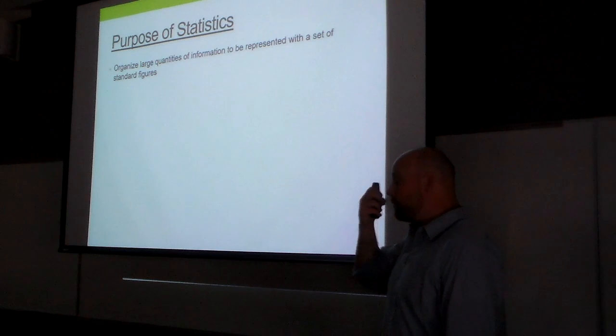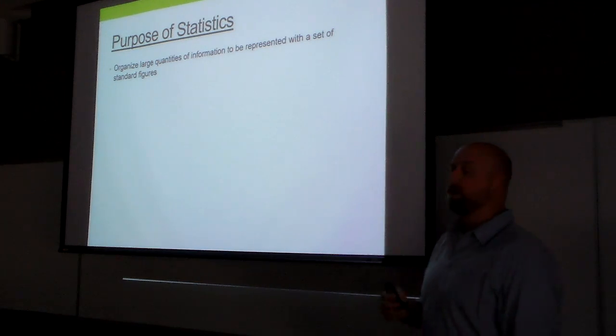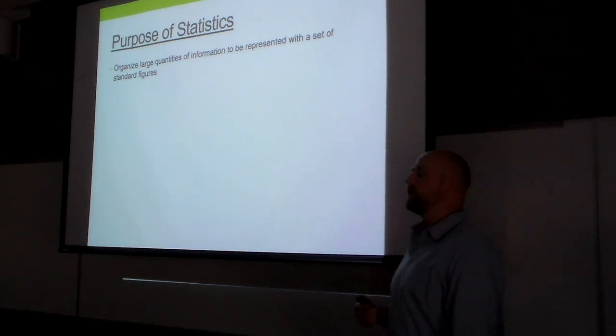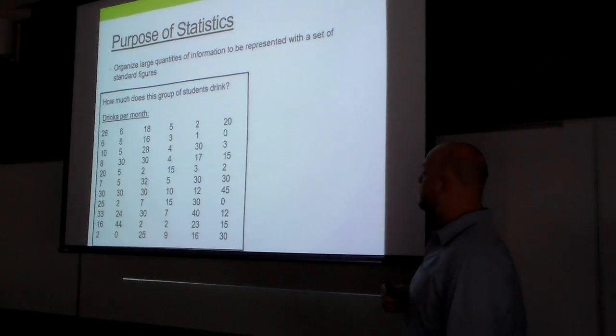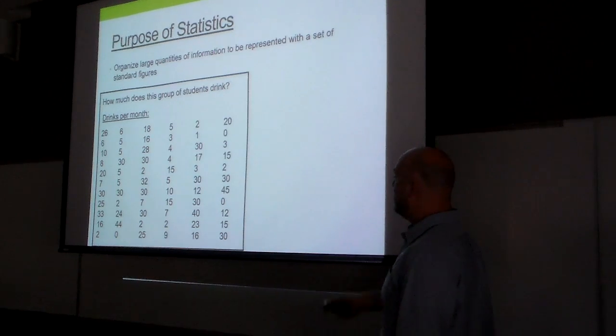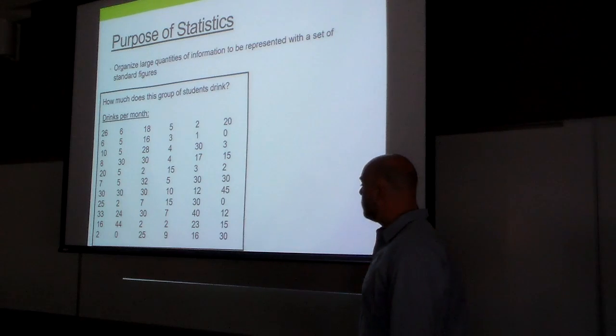One of the things we do at a very basic level is use some of these statistics, these procedures, to take large amounts of data and start to organize it in ways that make some sense, that give us a general sense of trends within data. So here we have a small array of data, number of drinks per month, where we've got a group of students. How many do we have?